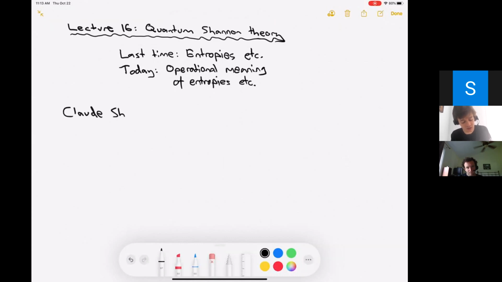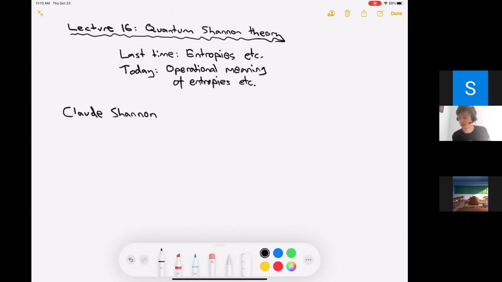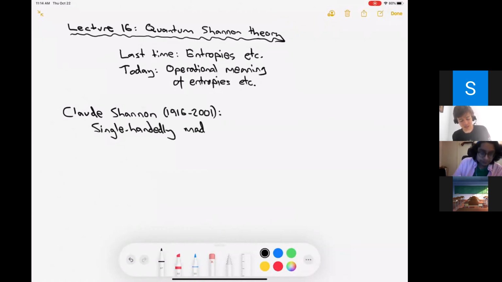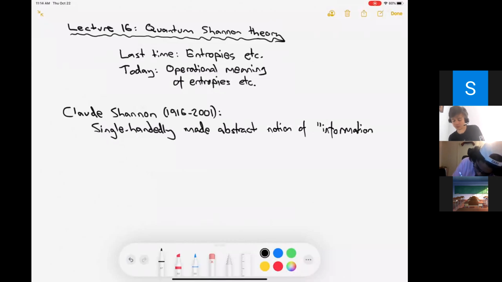So the field of Shannon theory was basically created pretty single-handedly by Claude Shannon, one of the great 20th century scientists, or maybe you want to call him a mathematician, or information theorist, but that understates him since he created the field. Computer scientist, possibly, I don't know. He basically single-handedly made the abstract notion of information into a concrete, well-defined thing.